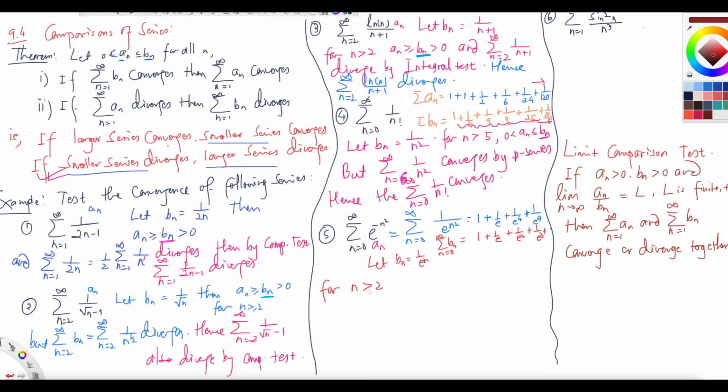So you can say that for n is greater than 1, you can write n is greater than or equal to 2, no problem, okay? Because for n equals 0, it is 1. Both of them are 1. For n equals 1, both of them are 1 over e.